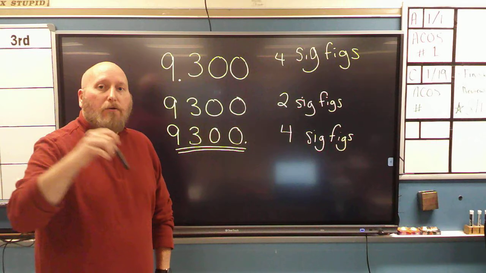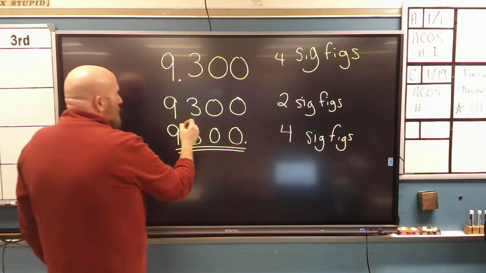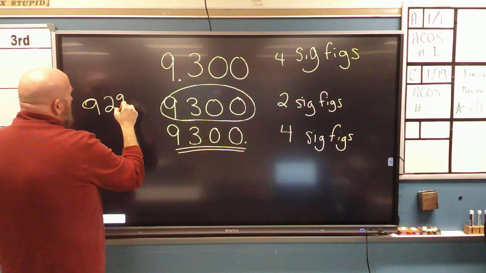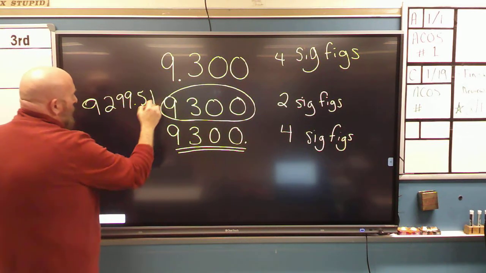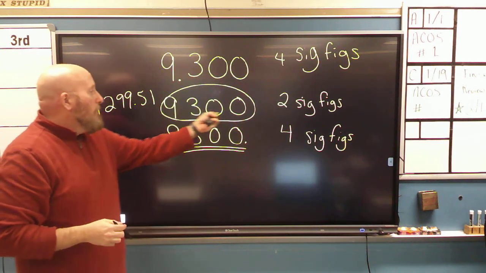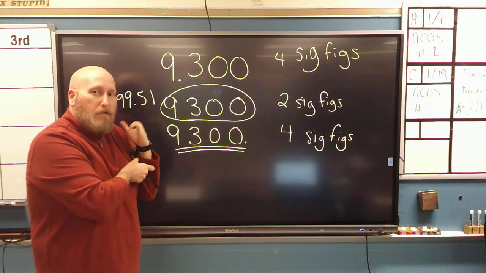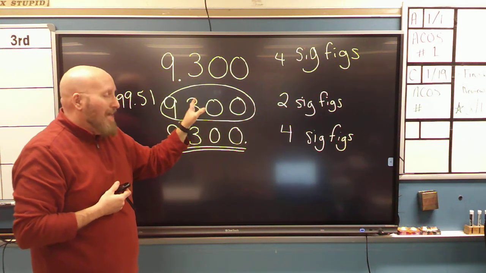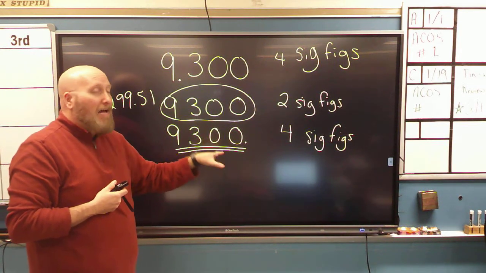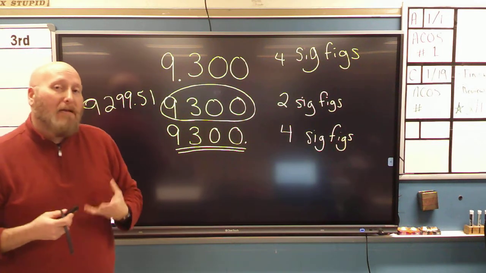It's not 9,301 or 9,299, because this could be 9,000. This could be 9,299.51, right? But if I rounded it up, it's going to be 9,300. This is a rounded number, okay? With no decimal there, that means that's a rounded number, doesn't it? It means I have estimated this number. This one, however, means I measured it exactly where it's supposed to be, okay? I hope that makes some sense to you.